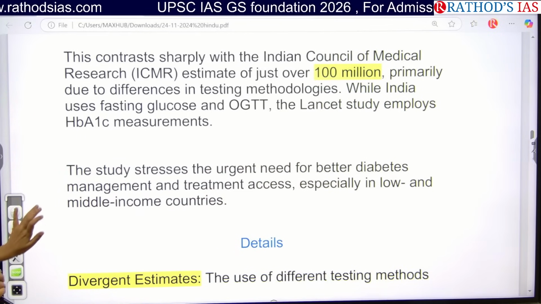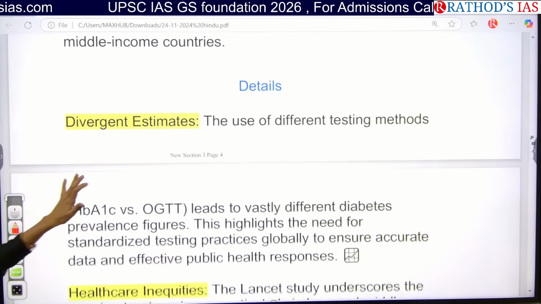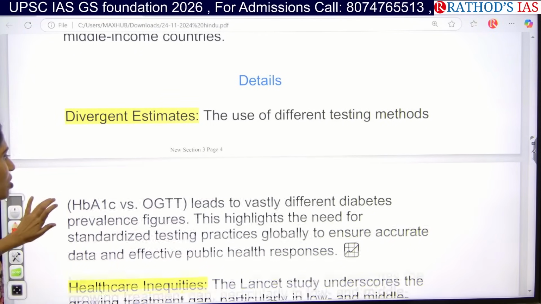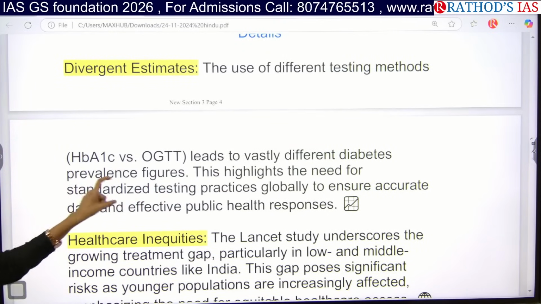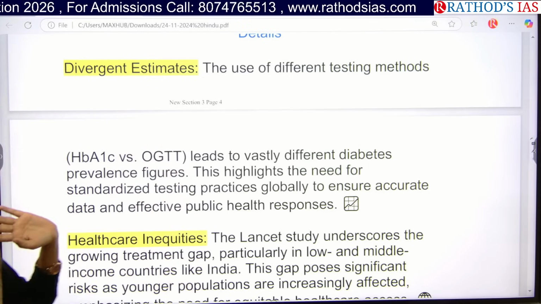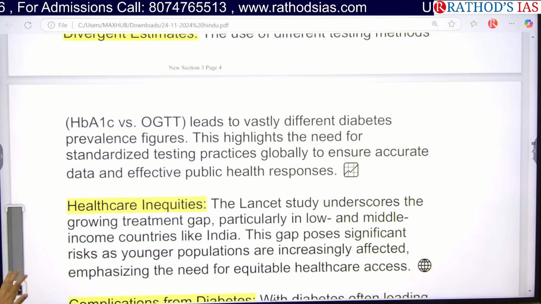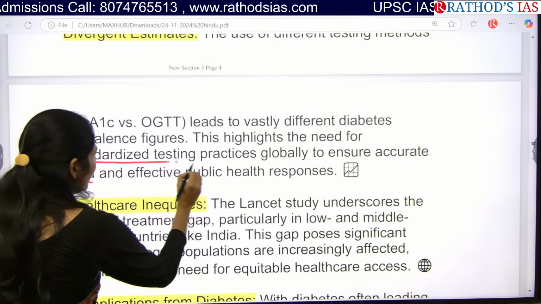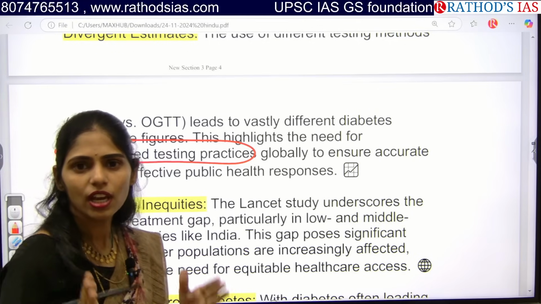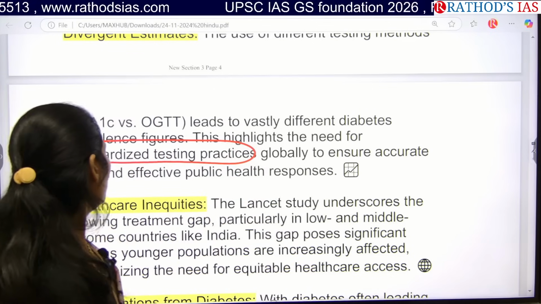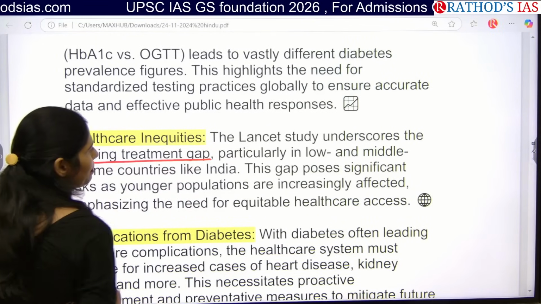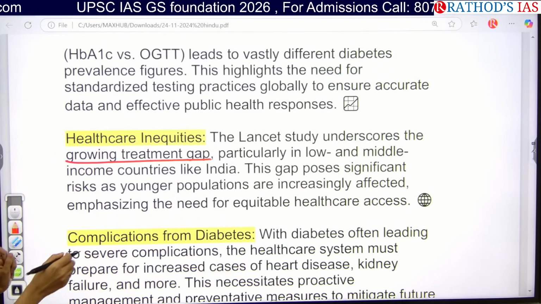Now let us see the key points you have to remember. The first is that we are using different testing methods. Testing methods differ between India and the Lancet study, so we get very different diabetes prevalence figures, with a lot of difference between international and national data. So we need accurate data and standardized testing practices globally. Across the globe, everyone should use a proper standard methodology. The next point is that the Lancet study also says there is a growing treatment gap, especially in low and middle income countries like India.